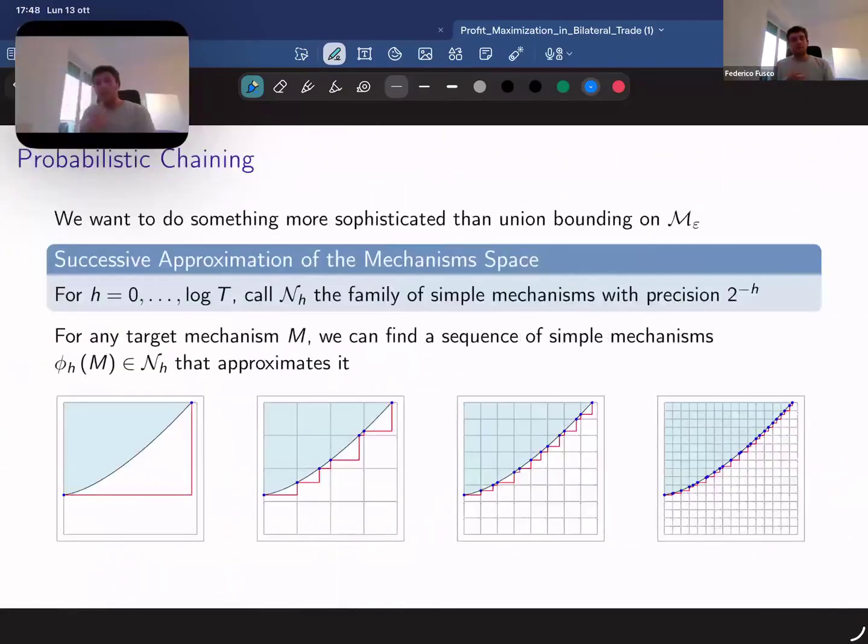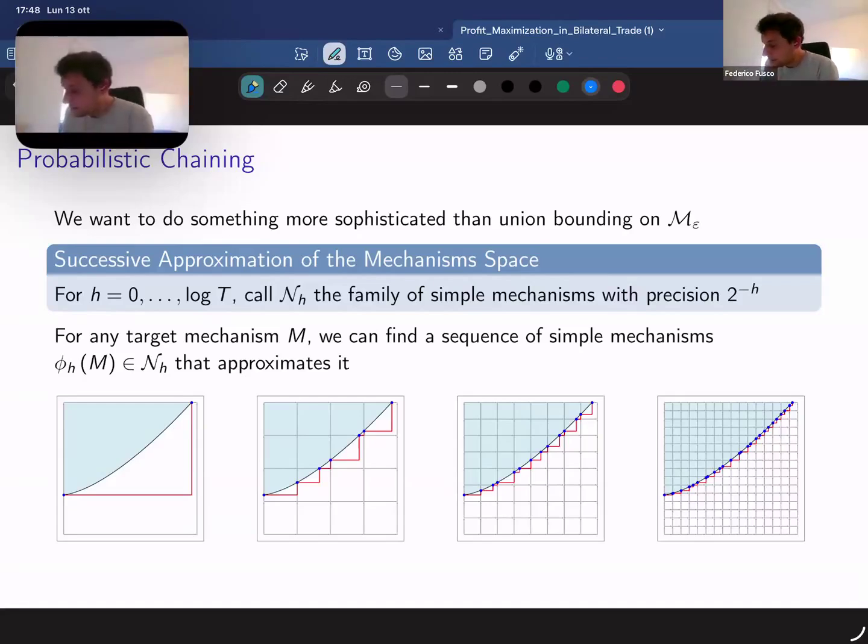Awesome. And now the extra ingredient we needed is this esoteric argument from probability that is probabilistic chaining. That is, very simplified, a smart way to do union bound. So instead of just doing union bound with the same precision, with the same event for all the mechanisms at the same time, it's a smart way to divide the union bound. So let's get into it.